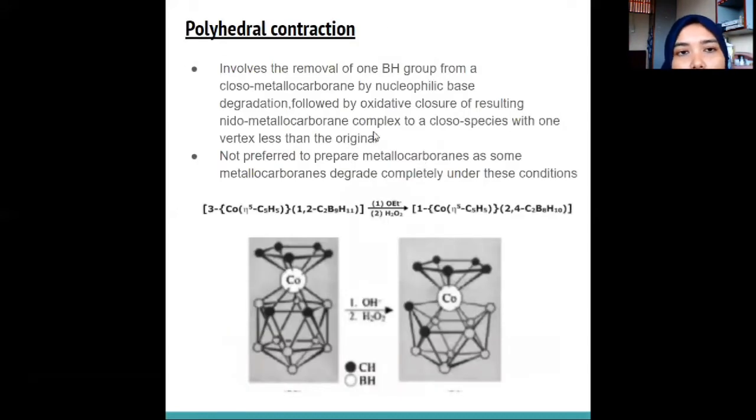Lastly, we proceed to the polyhedral contraction. This reaction involves the removal of one BH group from a closo metallocarborane by nucleophilic base degradation, followed by the oxidative closure of the resulting nidometallocarborane complex. This reaction is however not preferred because the metallocarborane will degrade completely under these conditions. So that's all from me.